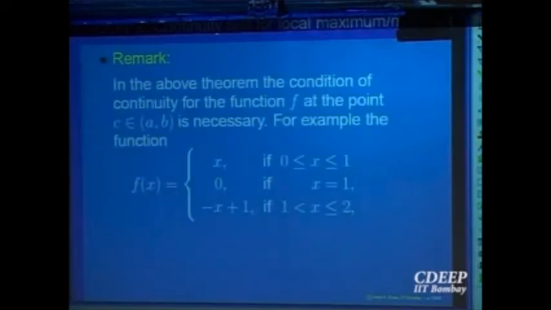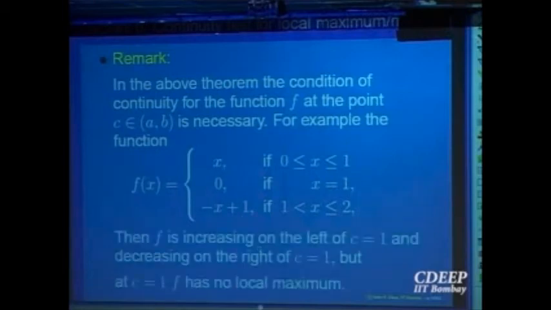So let us make some remarks. As I said, continuity is required for the sufficiency. If you drop continuity, then just saying that it is increasing on the left and decreasing on the right is not good enough to say the function will have a local maximum or local minimum at that point. I have just written one example. You can write thousands of examples for this. It is a very simple example.